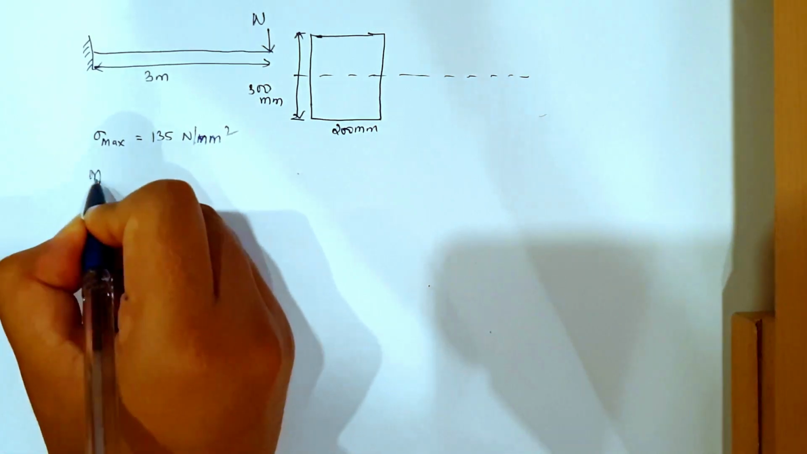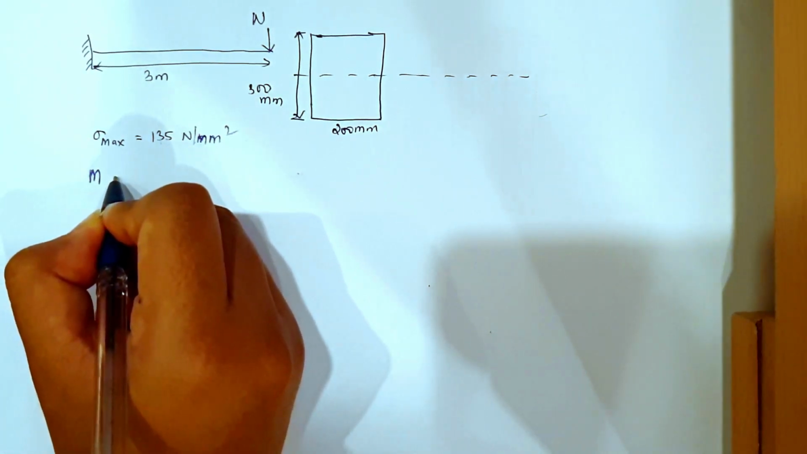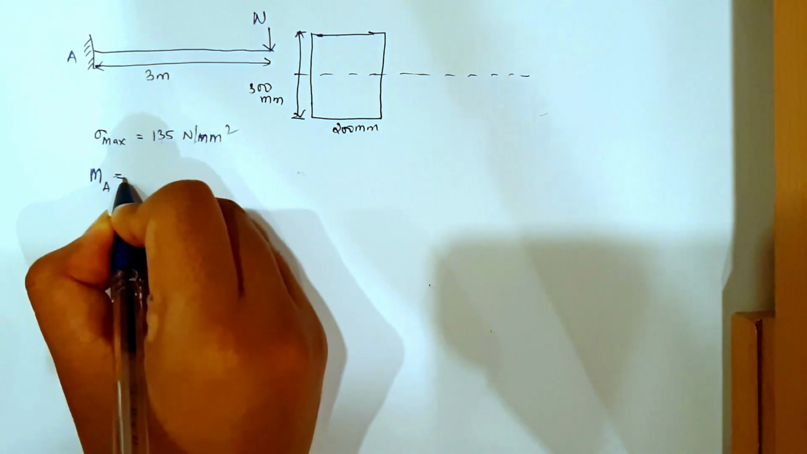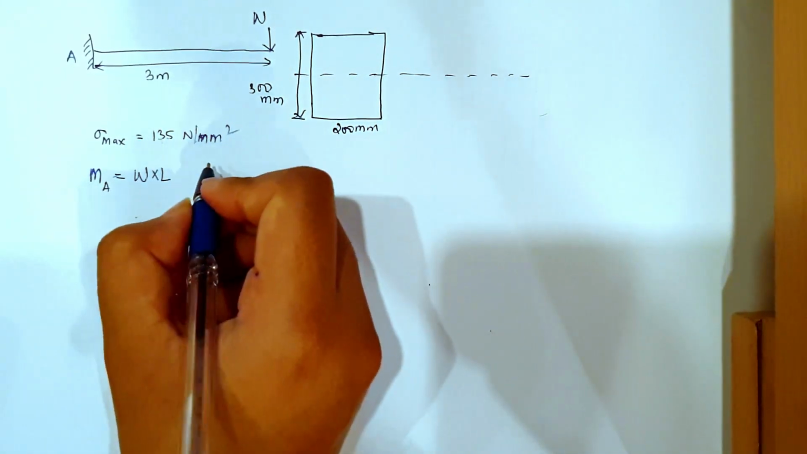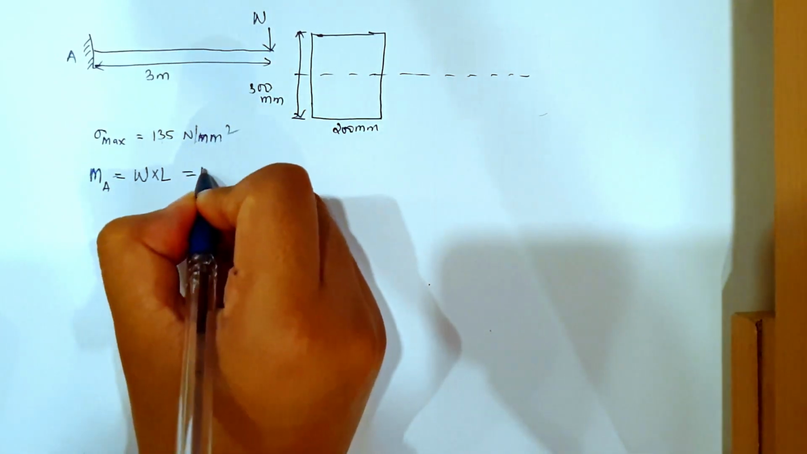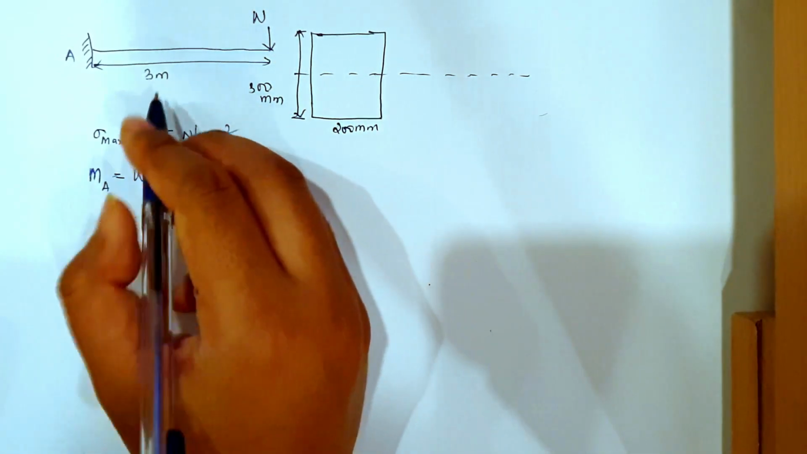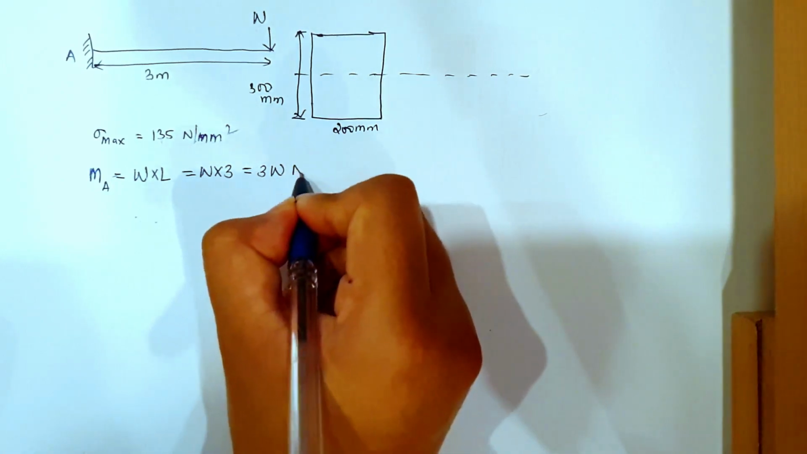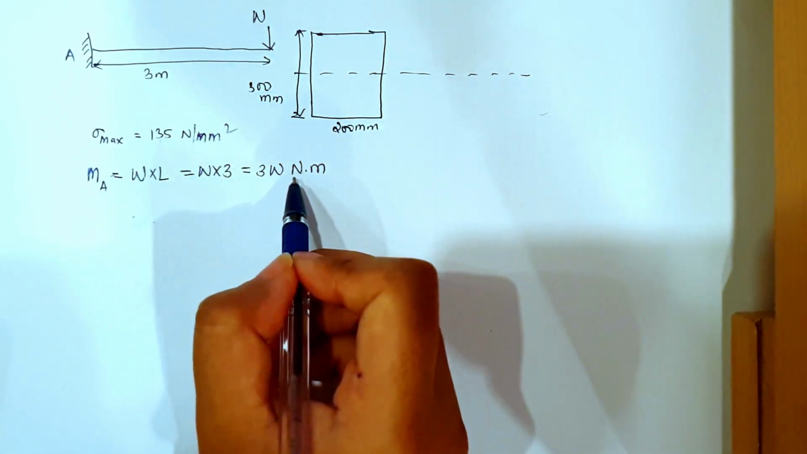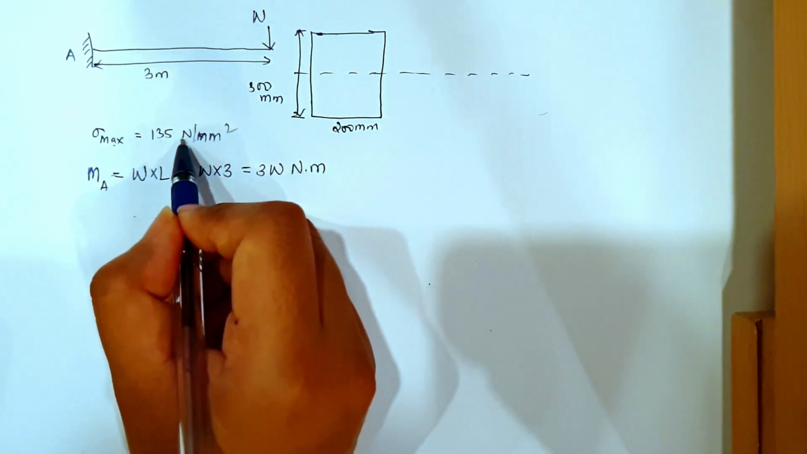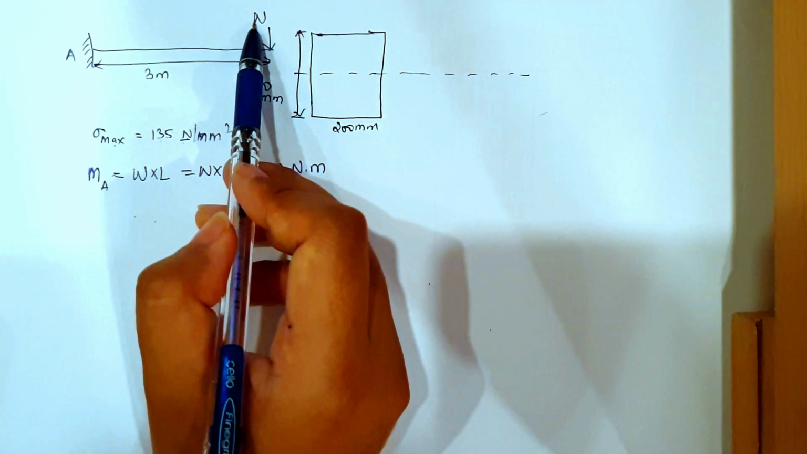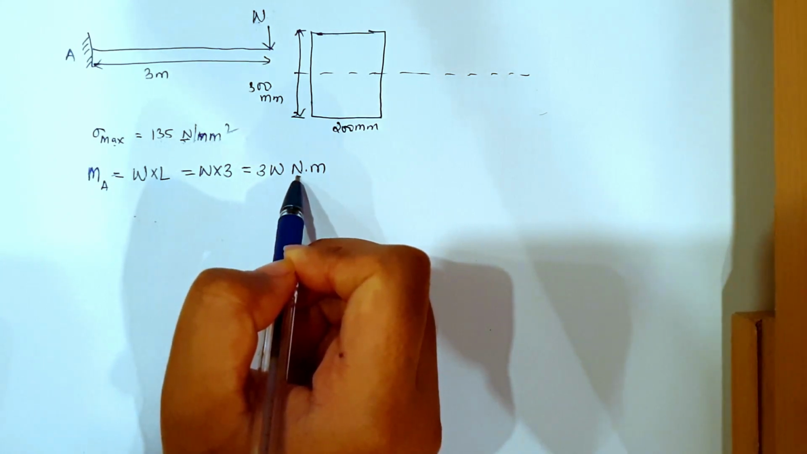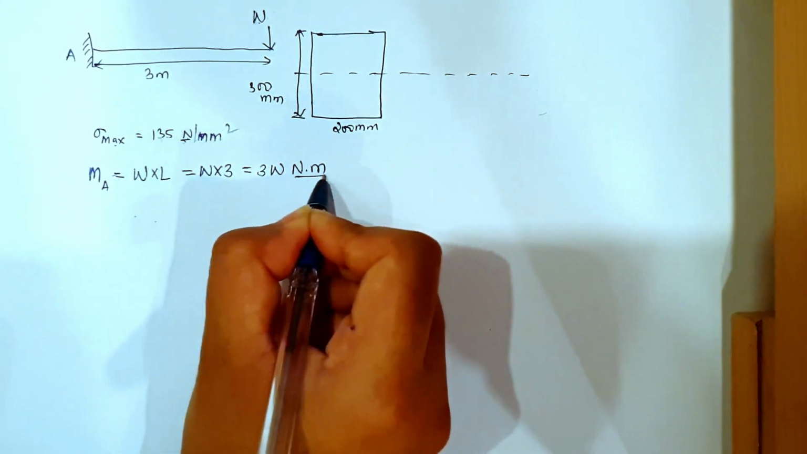Okay, now for a cantilever beam where a point load is acting at the free end, the maximum moment will come at this fixed end point, which is the moment at A, equal to W into L. Okay, so W will remain as it is. We do not know the value of W. The length is 3. So we have here 3W newton meter. Because the value of sigma max is given in newton, and we do not know the unit of the intensity, we will also consider it to be newton. So newton meter, moment we have this much.